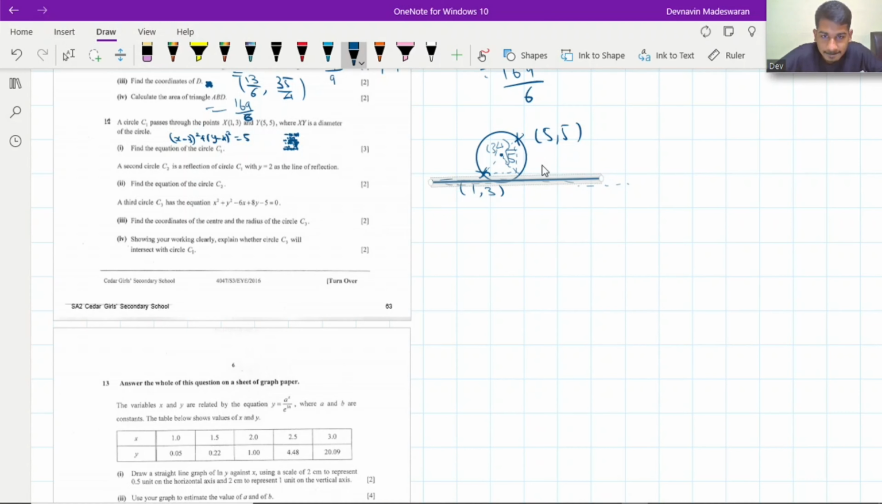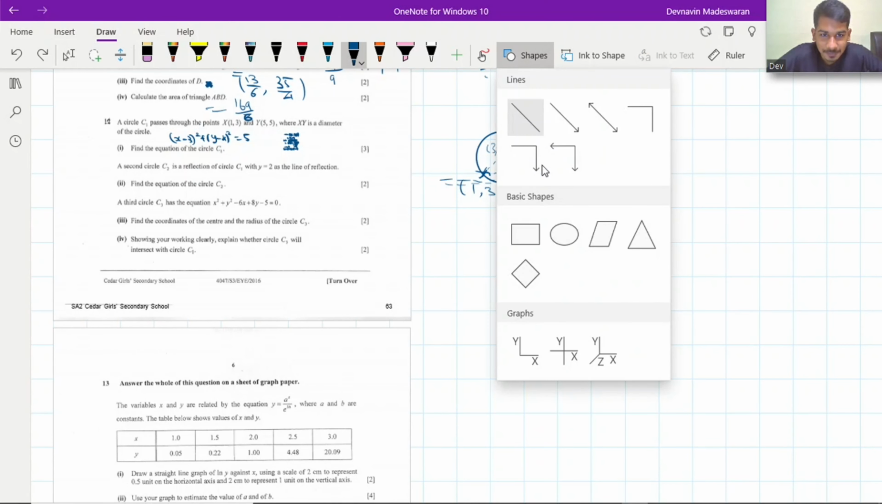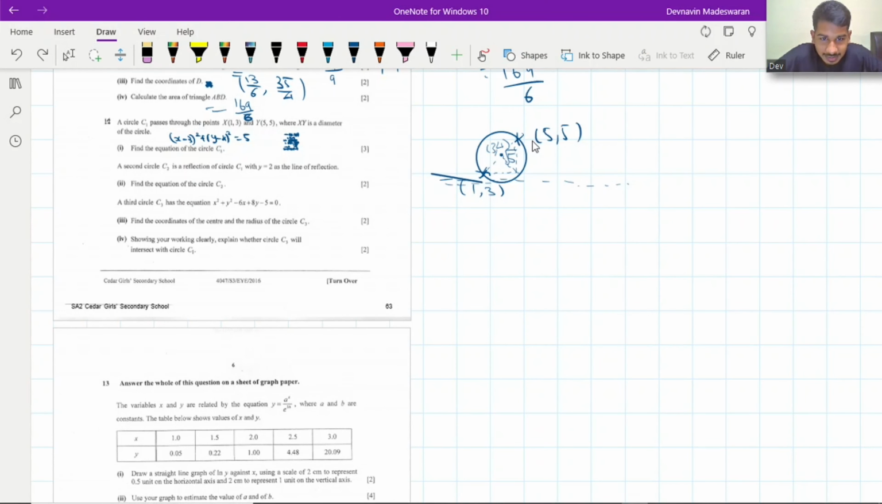Wait, no, sorry for wasting time, but I want to do this. Okay, we have this line, y is equal to 2.